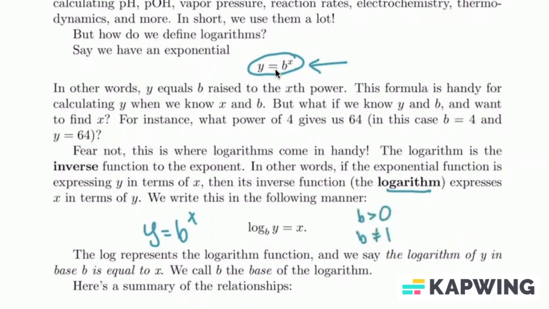So if b satisfies these constraints and y is equal to b to the x, then the definition of logarithm tells us that if you take the logarithm of y base b, you will get x. In other words, the logarithm function answers the question, to what power do I need to raise b to get y? And the answer to that question is x. You need to raise b to the x power to get y. And that's all this logarithm function is telling us.